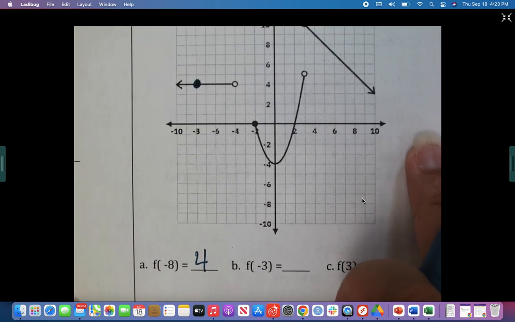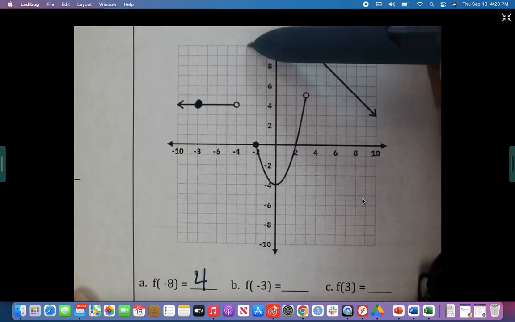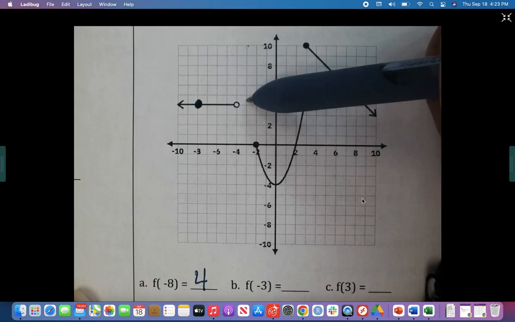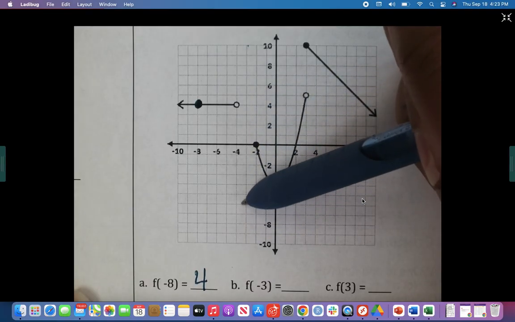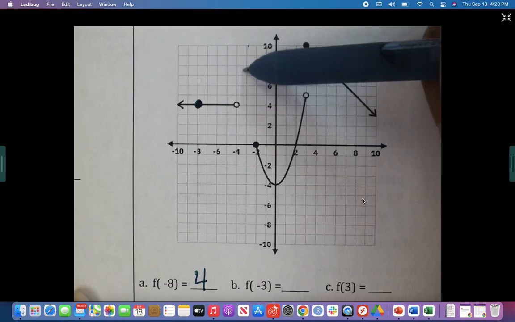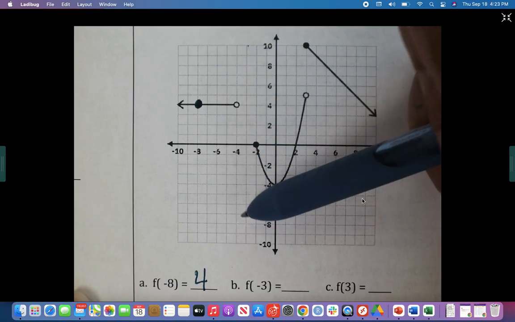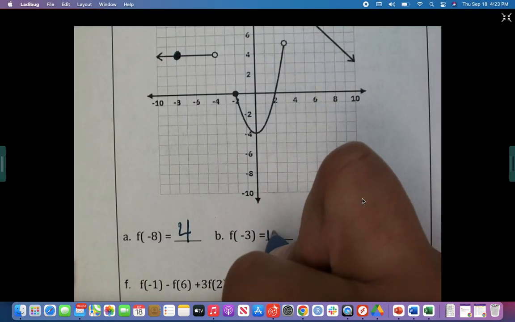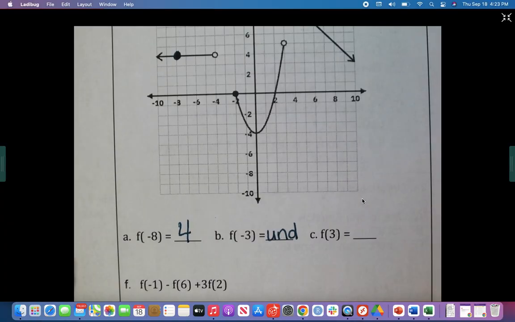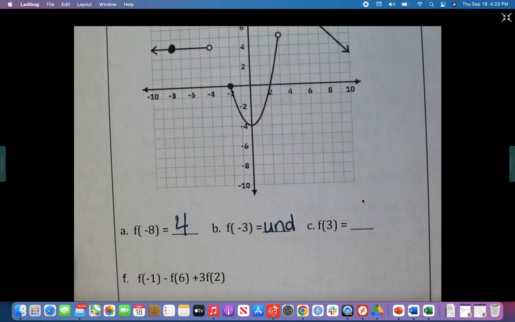F of negative 3. So that is this part of your graph right here. There's literally nothing there for negative 3. So if there is no piece of graph for the number that they want you to evaluate, that means that value is undefined. So I'm going to abbreviate UND for undefined.